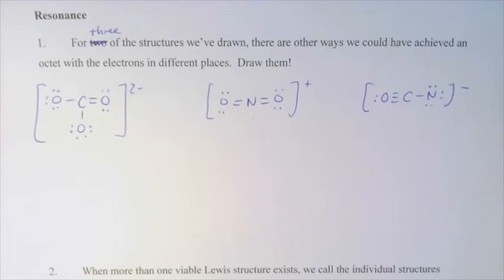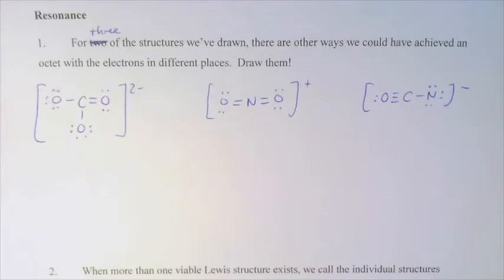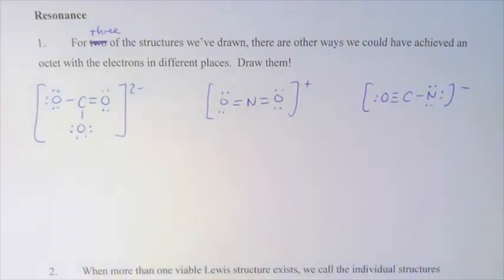Welcome back, folks. For 3 of the structures we drew, pardon the typo here, I fixed it on this, you can fix it on yours, we had multiple ways we could have decided to draw the structure and still achieve octets for every atom. And so we're going to take a moment to draw all the options that we had.